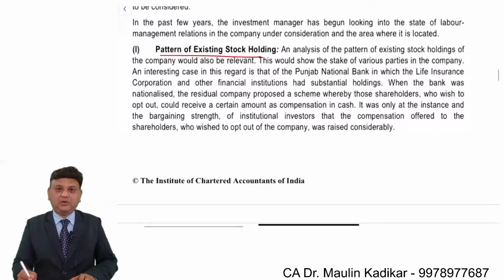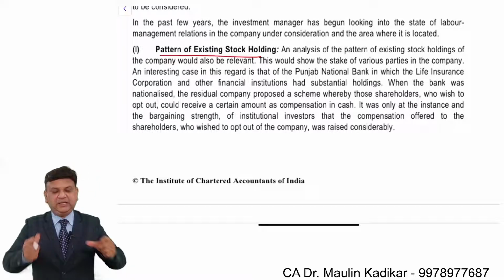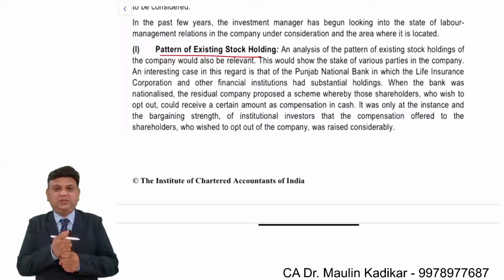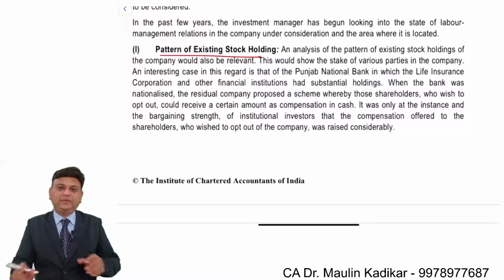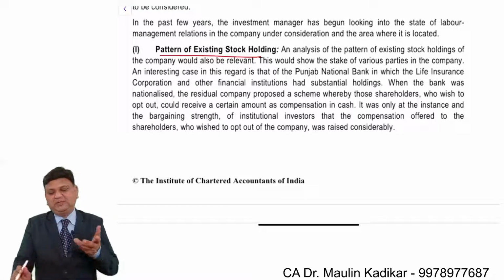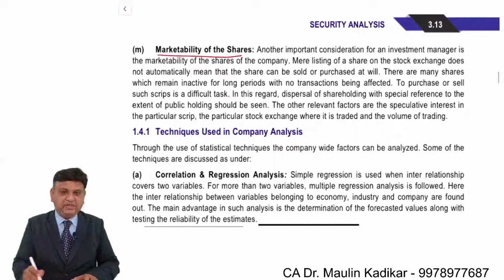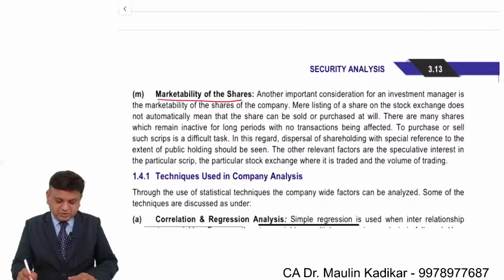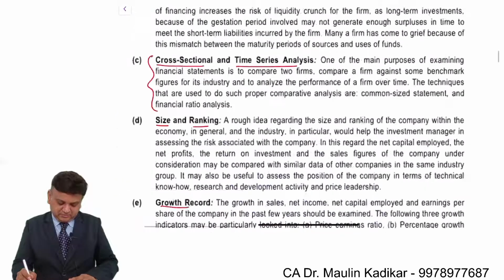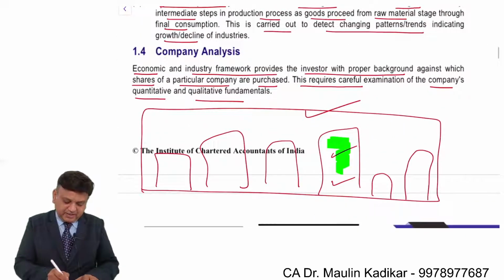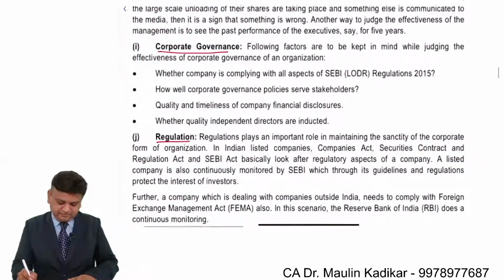Pattern of the existing stock holding. If the promoters hold a large share, that shows the promoters are keenly involved in the business, so you will also have an inclination to make investment. If the promoters' share is very less, they would not be interested if the company is going down. Marketability, that is liquidity of the shares. So these are the 13 points which they have mentioned in terms of company analysis.